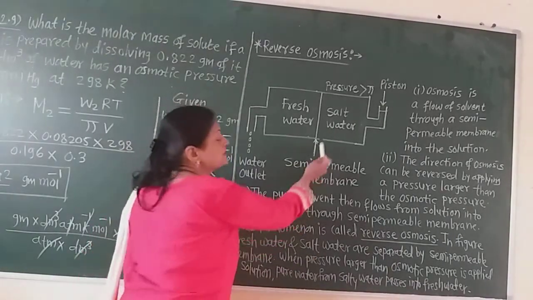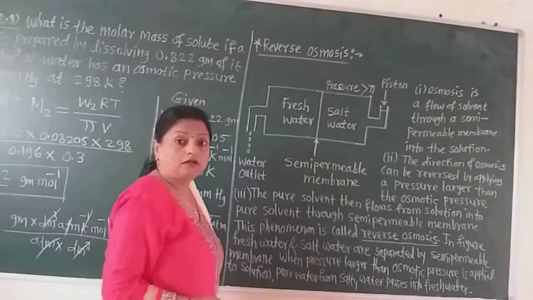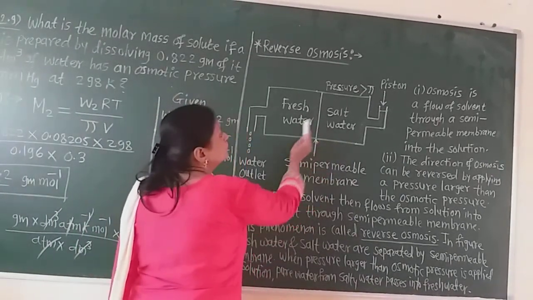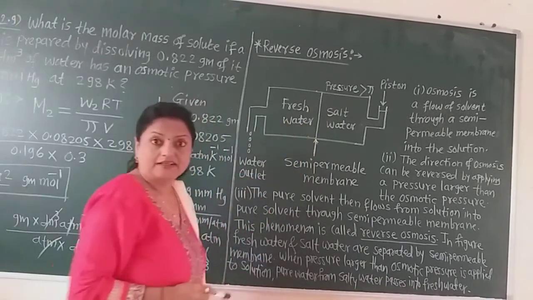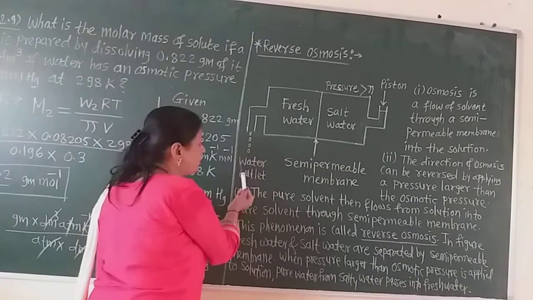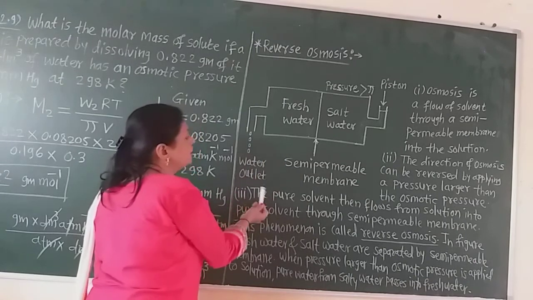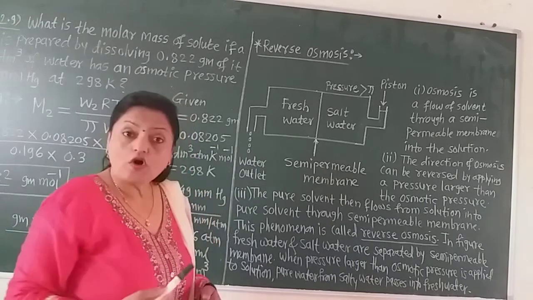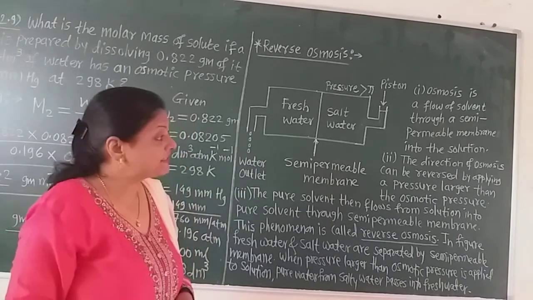to the solution side, what happens? The solvent molecules from the solution side pass to the fresh water, that is the pure solvent. And in this way we obtain fresh water from this outlet. Now this is the reverse osmosis. So what is given? The definition of reverse osmosis.